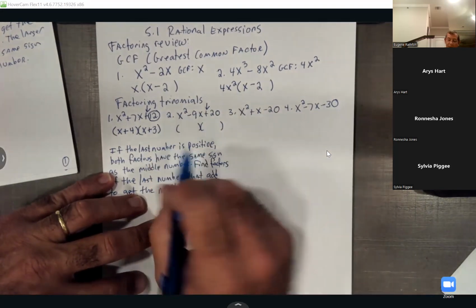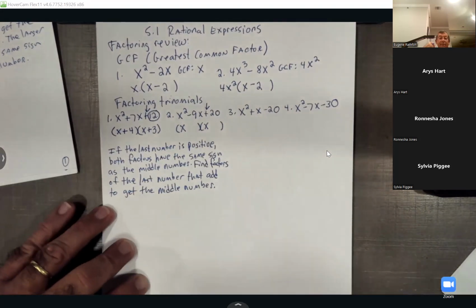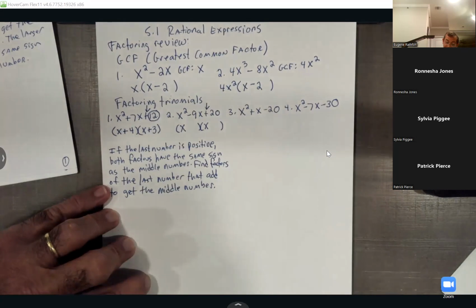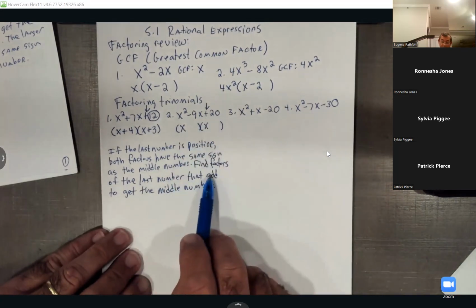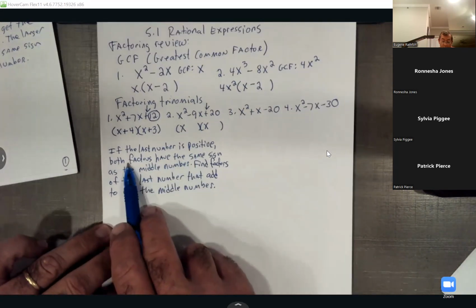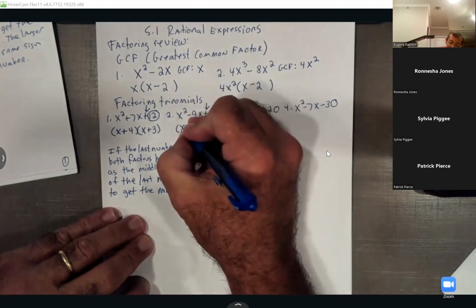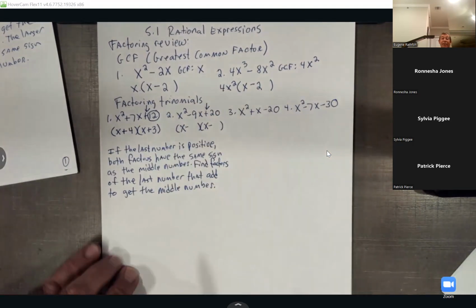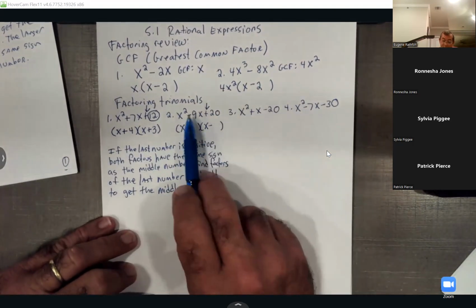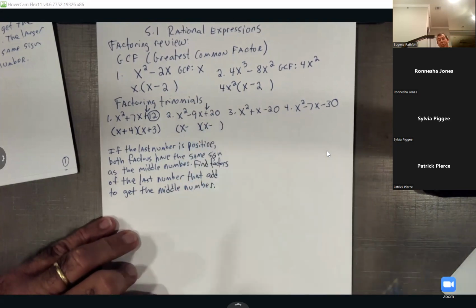Y'all, same thing here. X squared in the front, so that'll be an x and an x. So what do you think these signs will be? The sign's going to be positive because the 20 is positive, right? Well, remember, if the last number is positive, like that 20 is positive, both factors have the same sign as the middle number. So make them both negative. Because when we add them, a negative and a negative make a negative. A negative times a negative makes a positive when we multiply them.